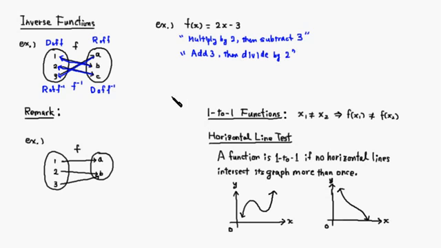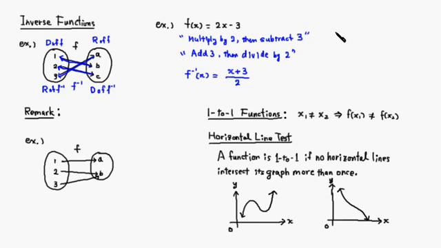So we can actually find the formula which does exactly this. I'm going to call it F inverse of x. First we take the x value and add 3 to it, so we have plus 3. Then divide the result by 2, so divide the whole thing by 2. This is the correct formula for the inverse function.